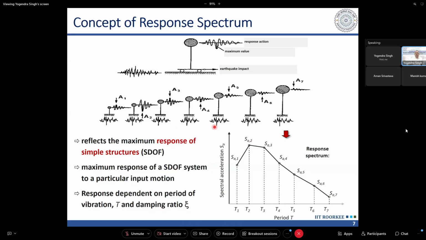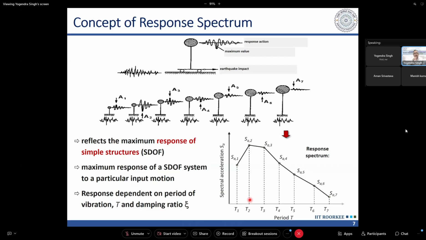If we put the same ground motion at the base of all these single degree of freedom systems, I will get the responses, and these responses are going to vary with the period. Different single degree of freedom systems will have different responses, and the response will depend upon the period and damping of that system. Damping is constant, so it will depend on period. And if I take the peak response of each and plot that peak response, the response can be any quantity.